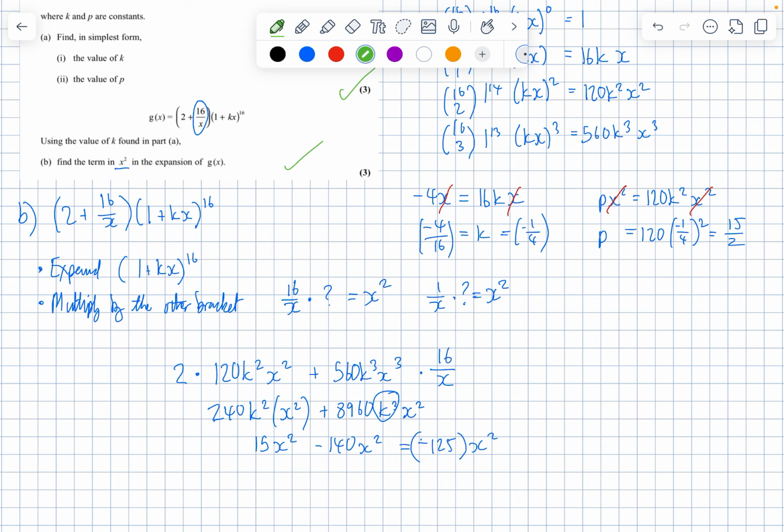But the important thing is the order we do this in: do the expansion first, then multiply by the second bracket, because the second bracket is not raised to a power.